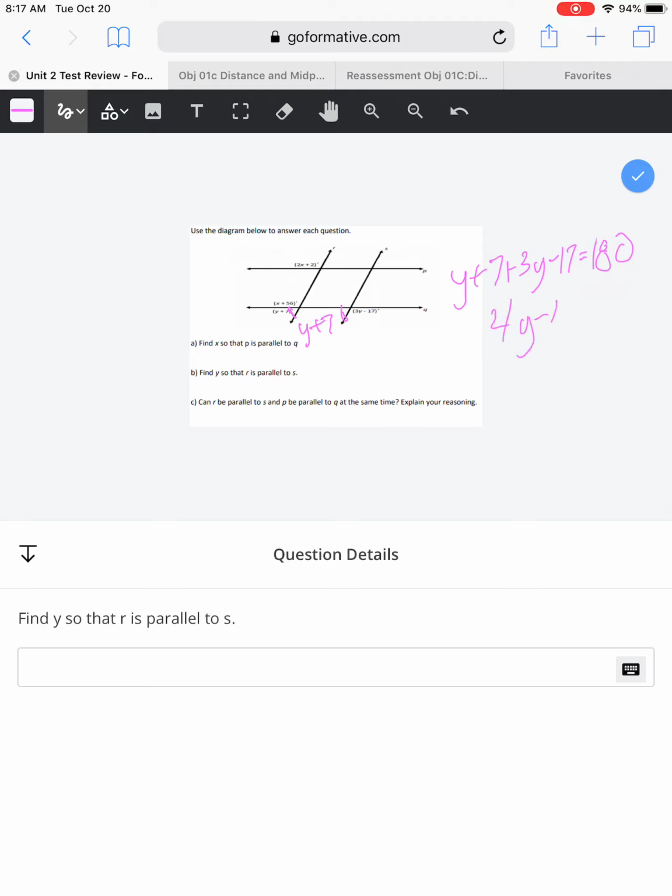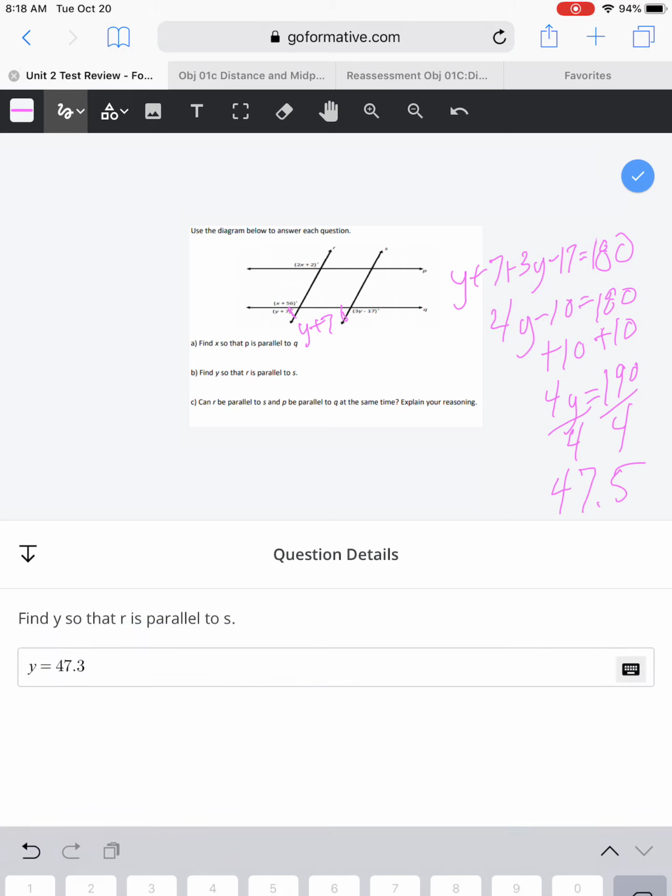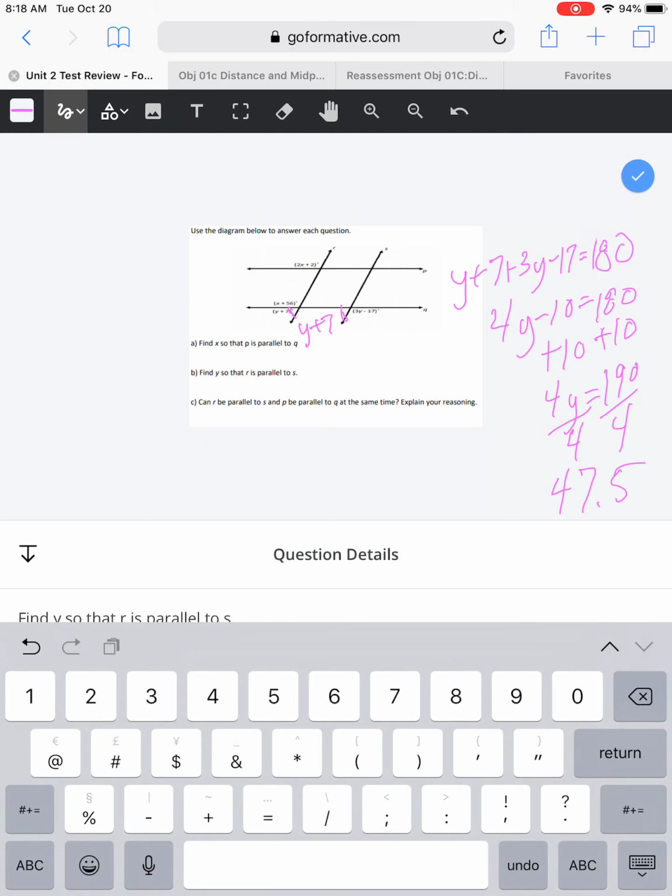So it's going to be 4y minus 10 equals 180. Add 10, 4y is equal to 190. Divide by 4. That's going to be 47.5? I think it's 47.5. I'm just going to check that. Yeah, 47.5. So you can write y is equal to, or just write the answer, y is equal to 47.5.